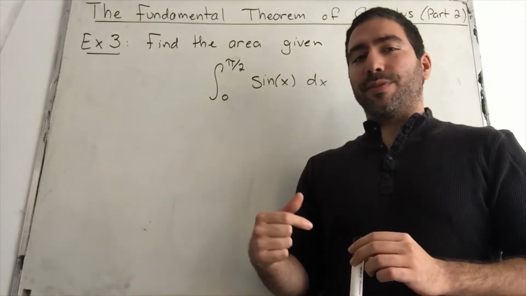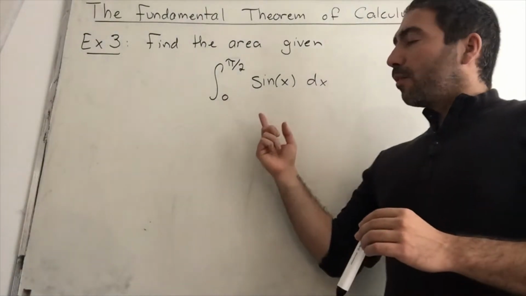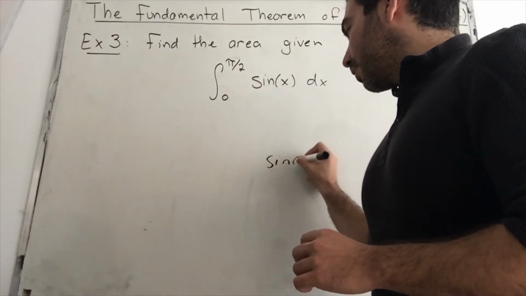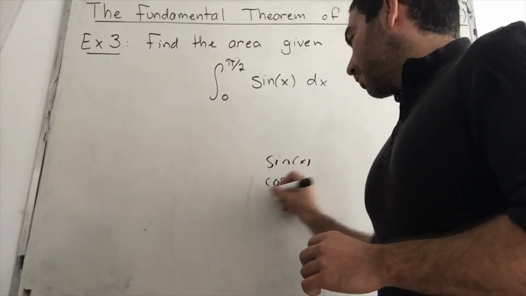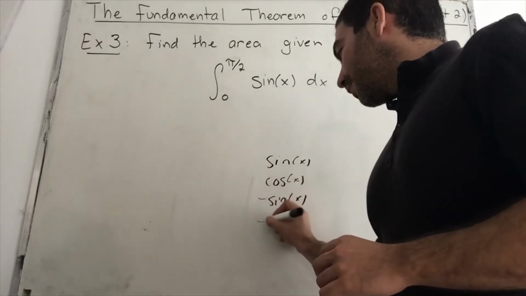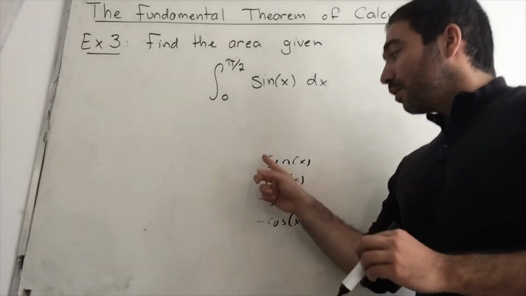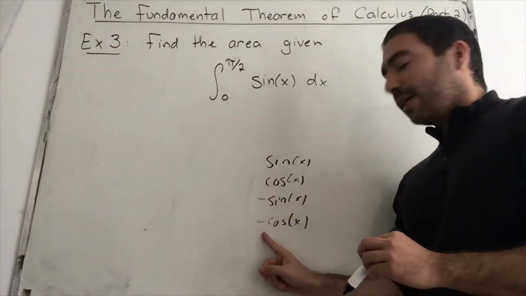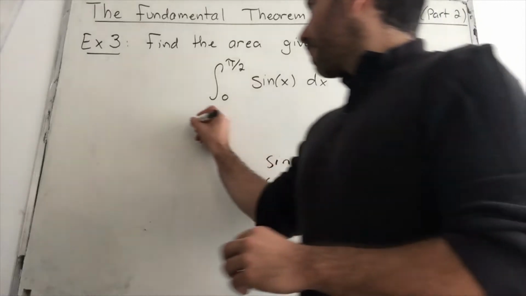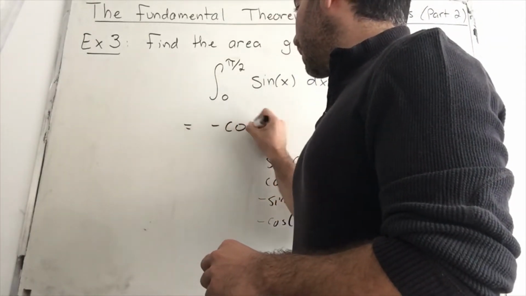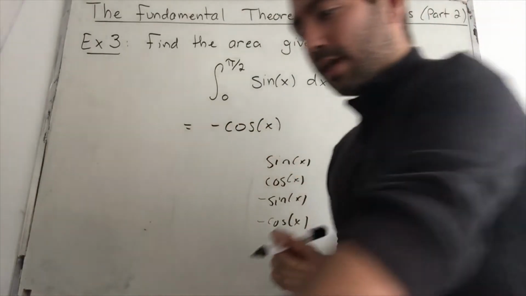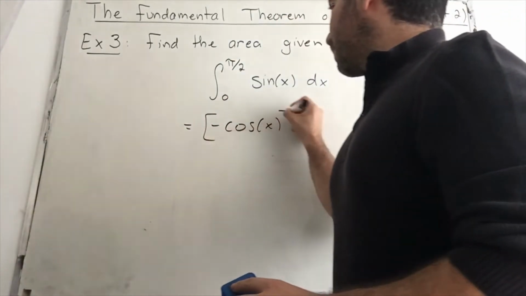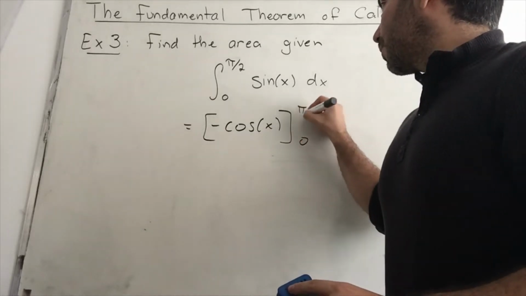So what's the antiderivative of sine? Or what's the integral of sine? Well, we know the derivative of sine is cos, and using our pattern, sine, cos, negative sine, negative cos, this pattern repeats itself. We know the derivative of sine is cos, but if we're antideriving, we're going the opposite way. It's actually negative cos, so be careful here. So this gives us negative cos of x, and we're evaluating negative cos from 0 to pi over 2.